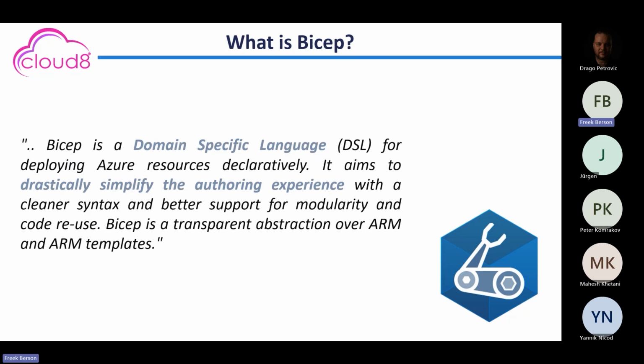Second question, you might be wondering, does that mean that ARM and ARM templates are going to be replaced by Bicep? And the answer there is definitely no, because Bicep is what we'll call a transparent abstraction layer on top of ARM and ARM templates, which means that ARM templates will still exist, but the complexity is gone, and a lot of additional power and a lot of additional support for modularity is added to that language as well.